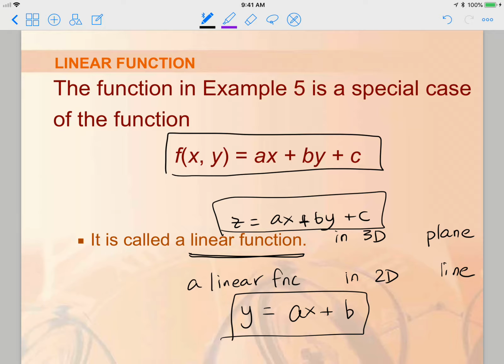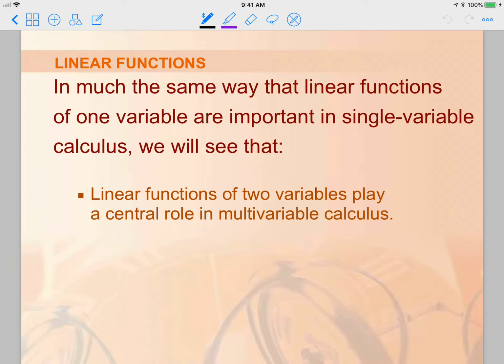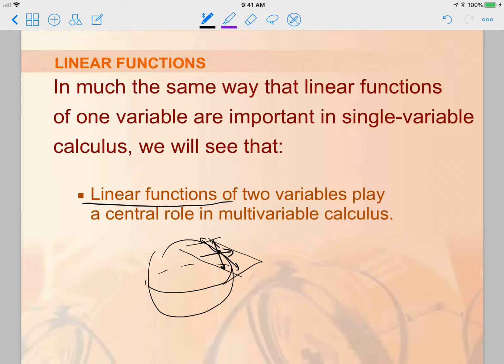So you see how there's a similarity between the equations. They're both linear, but in 2D, the graph of this linear function is a line, but in 3D, the graph of this linear function is a plane. Linear functions play a central role in multivariable calculus, because imagine we've got a surface. In order to describe, say, tangent, we don't talk about the tangent line, because you could have several tangent lines. Instead, we talk about the tangent plane.